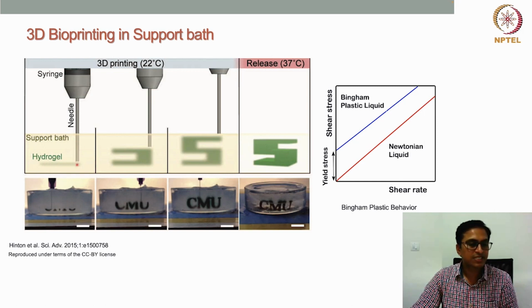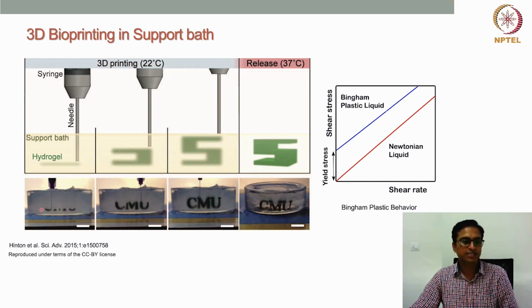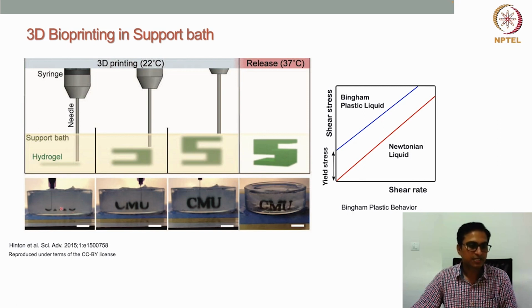So by taking the nozzle one layer up and then printing the next layer, like this, any kind of structure can be created. Here you can see they have printed the first layer, then a second layer, and the third and fourth layers, until the whole structure is printed within this support bath material.